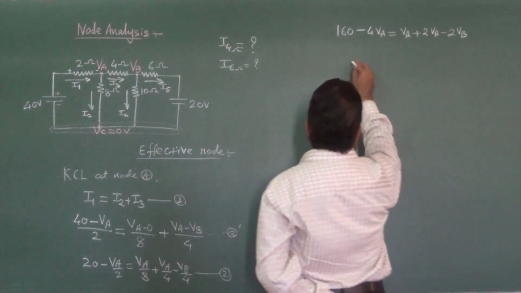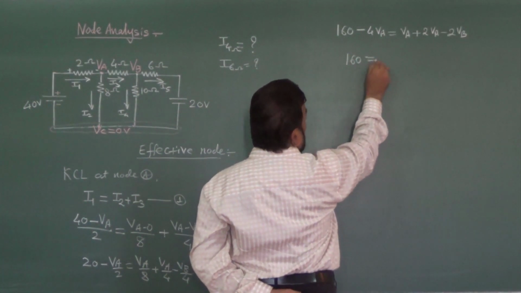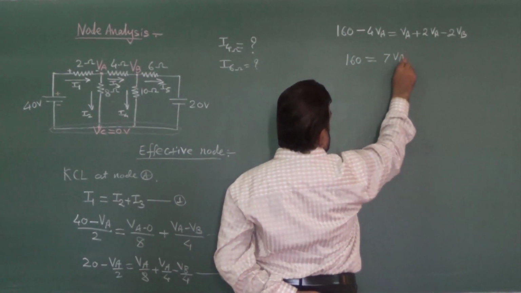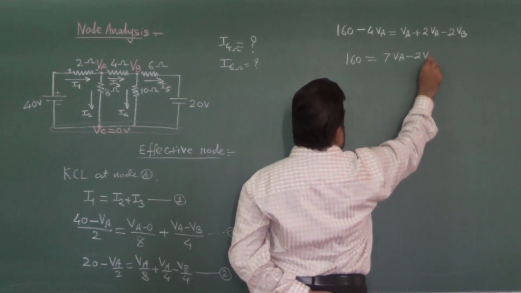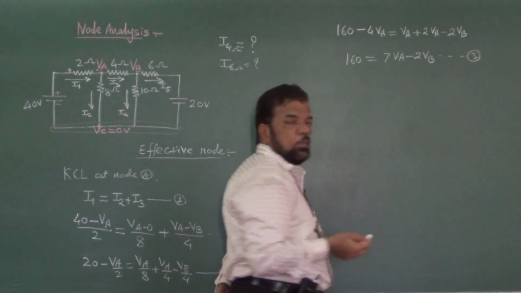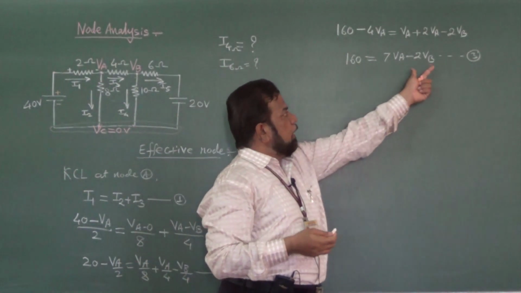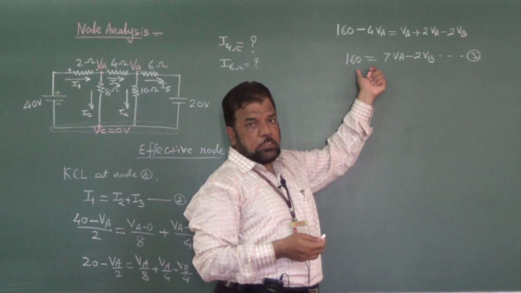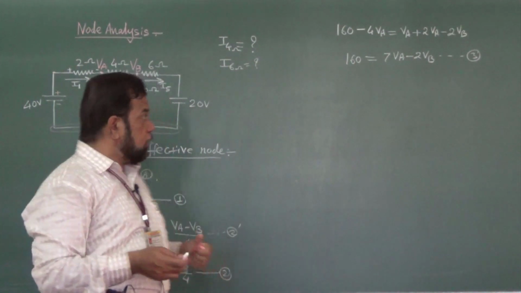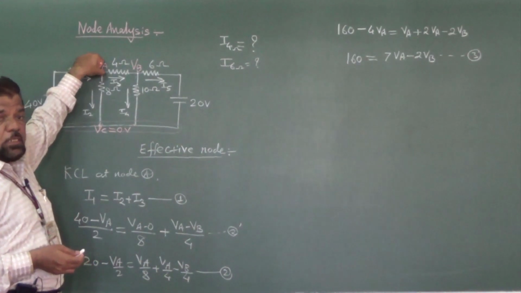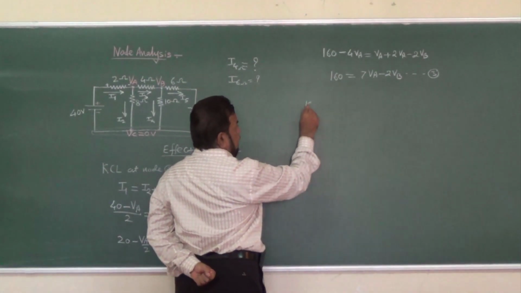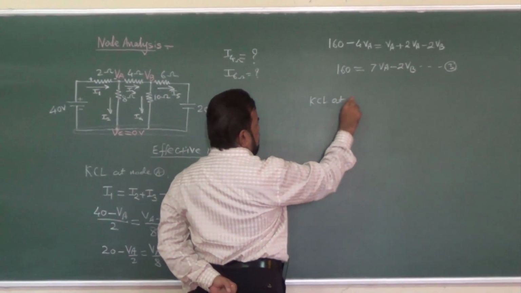Now once again, if you rearrange this, 160 is equal to 4 plus 1, 5, plus 2, so it is 7 VA minus 2 VB. So let this be the next equation, equation number 3. Or you can write 7 VA minus 2 VB equal to 160. So this is the equation which results after application of KCL at node A. Similarly, I will apply the KCL at node B.